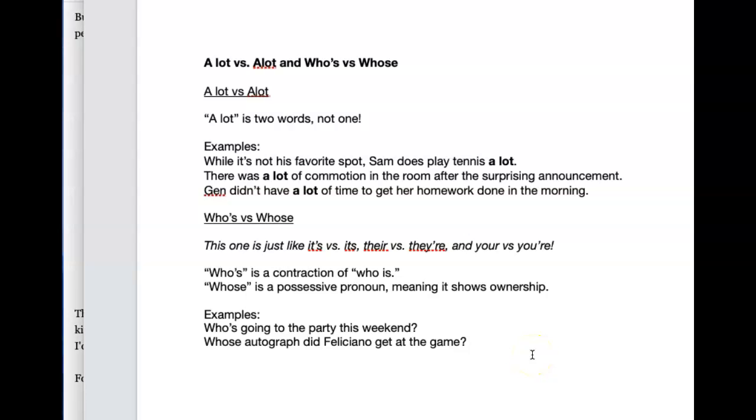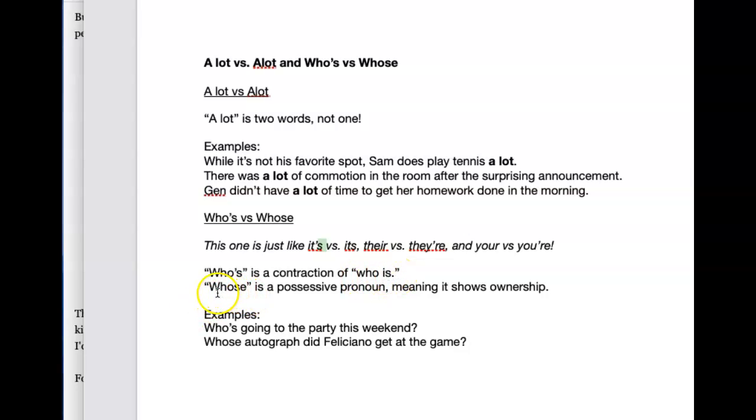All right, so let's talk about our other one, "whose" versus "who's". So this one is just like "it's" versus "its", "they're" versus "their", and "you're" versus "your", okay? "Who's" is a contraction of "who is". So whenever you have that apostrophe S, just like we talked about with "it's" and with the apostrophe RE and "they're" and "you're", whenever we have that apostrophe, that is a contraction of "who is", okay?